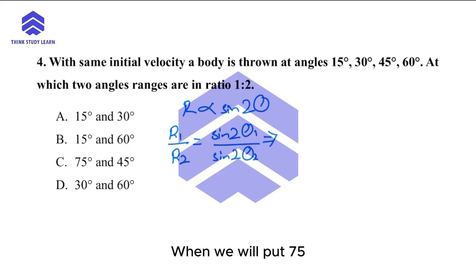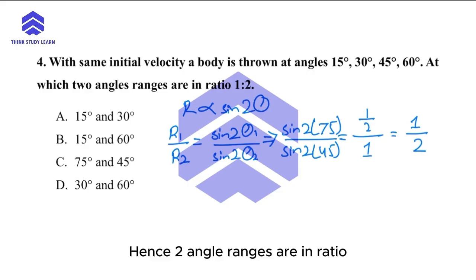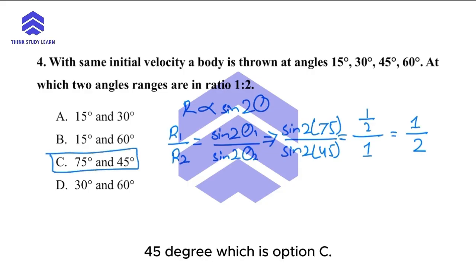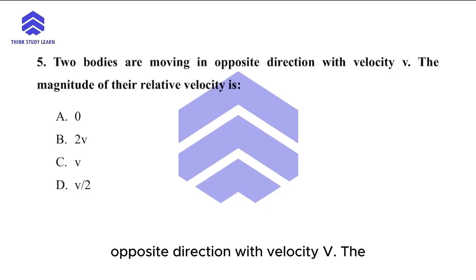When we will put 75 and 45, we will get 1 divided by 2 divided by 1, which is equal to 1 over 2. Hence, two angle ranges are in ratio 1 by 2 are 75 degree and 45 degree, which is option C. Question 5 says that two bodies are moving in opposite direction with velocity v.